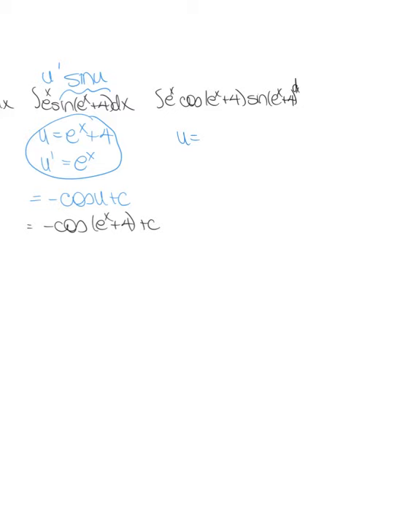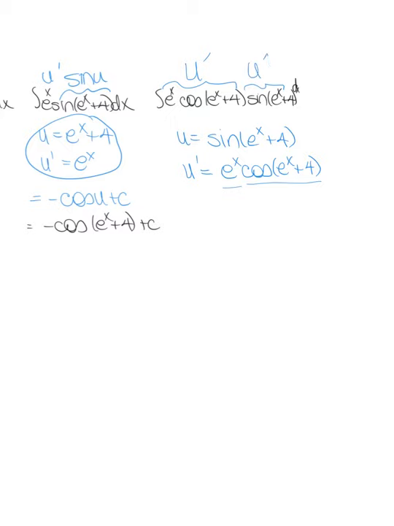And you do have an option on here. You can use either one. I'm going to let u be equal to the sine of e to the x plus 4. And if that's the u, then the u prime that goes with that is going to be e to the x cosine of e to the x plus 4. The reason for that is when we take the derivative of a sine of u, we get the cosine of that thing times the derivative of what's inside. So this stuff here will become the u prime.